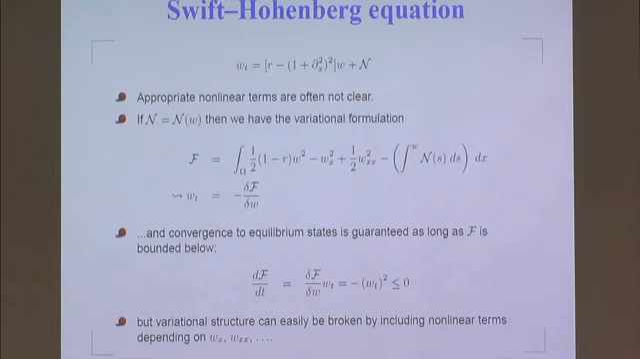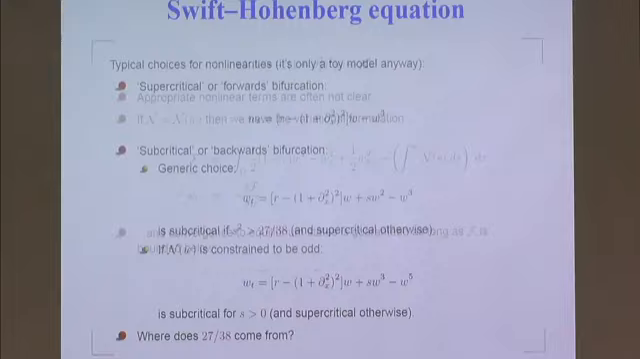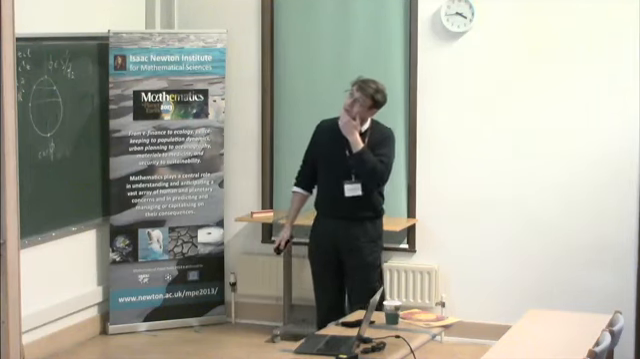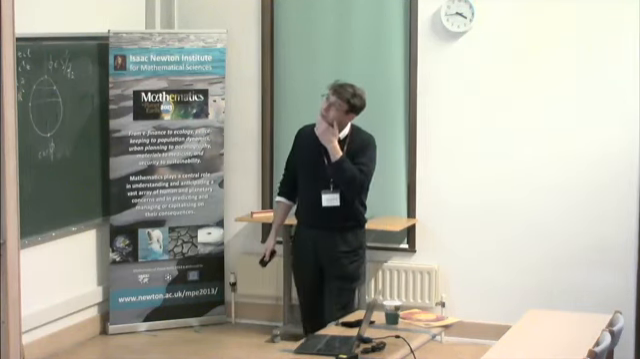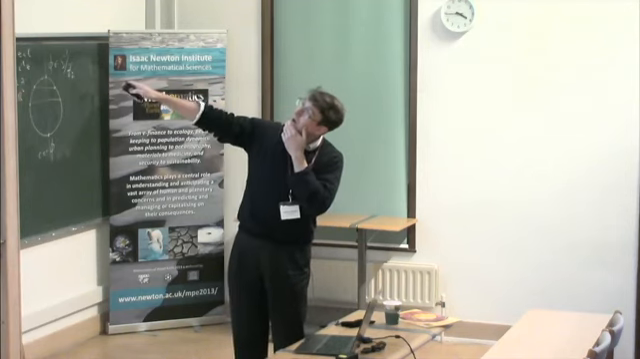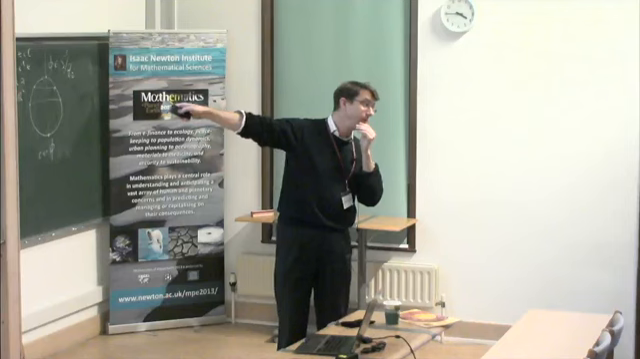But then, of course, I can easily break this variational structure by including terms that depend on derivatives in ways that we'll see later in the talk. So the generic, typical, obvious choices for n are quadratic or cubic, okay?